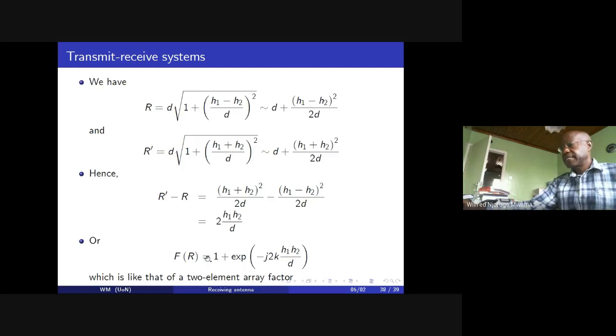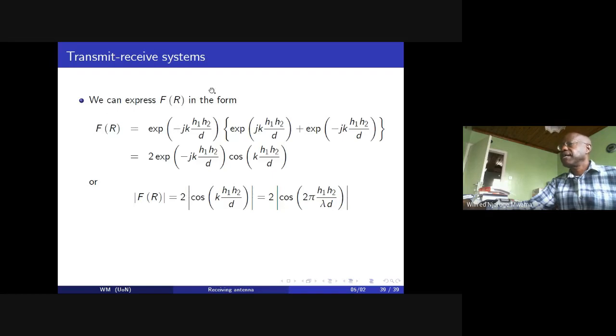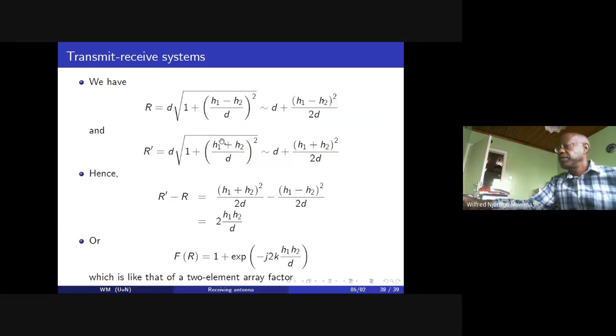Or, in other words, f of r is going to be given by 1 plus the exponent of minus twice k h1 h2 over d, that is, the product of the antenna heights above the earth divided by their separating distance. And this is the same as the factor we obtained for a 2-element array. We can express f of r in the form of that nature, where we are subtracting out 1. Let me show. We can get one of the exponent here.